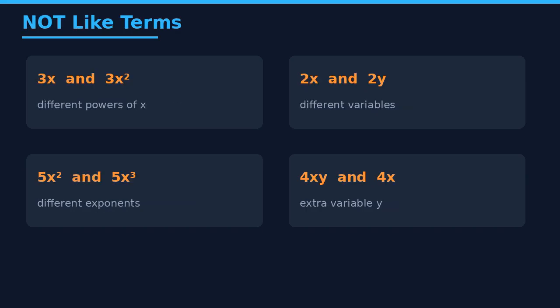These are not like terms. 3x and 3x squared have different powers. 2x and 2y have different variables. 5x squared and 5x cubed have different exponents. 4xy and 4x are different because of the extra y.